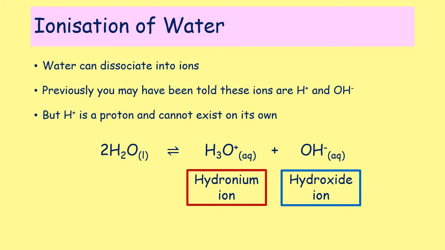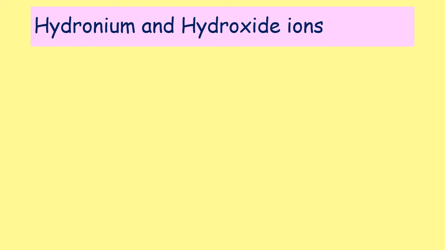hydronium, even at Advanced Higher, sometimes gets shortened simply to H+. But you should keep in mind that an H+, if it is in a solution, is always going to be a hydronium ion and not an H+ on its own. So if you want to be exact and precise, make sure you always use H3O+, hydronium ion, and not just H+. So, hydronium and hydroxide ions.